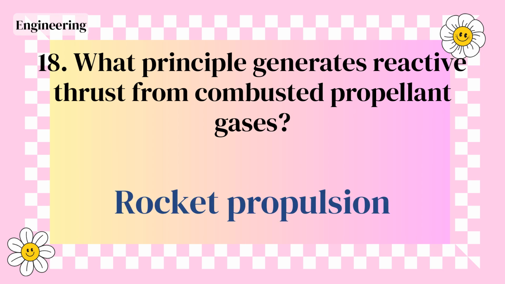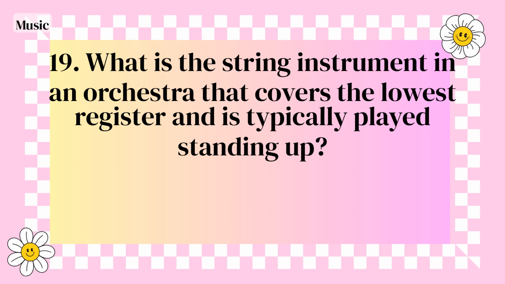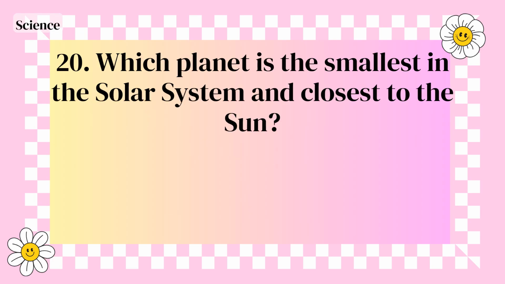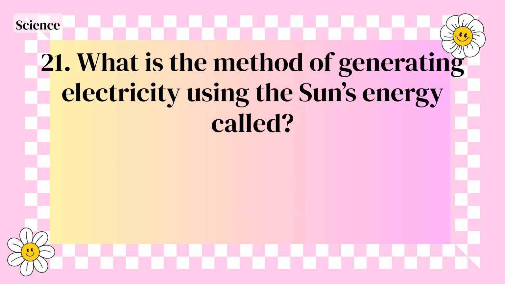Rocket propulsion. What is the string instrument in an orchestra that covers the lowest register and is typically played standing up? Double bass. Which planet is the smallest in the solar system and closest to the Sun? Mercury. What is the method of generating electricity using the Sun's energy called?